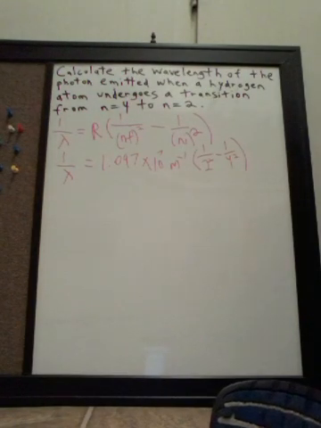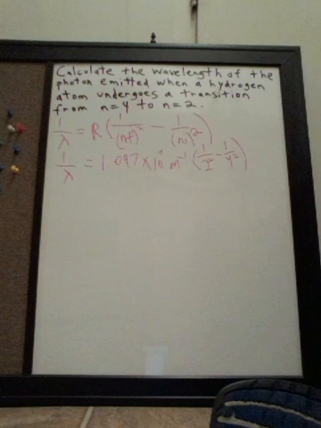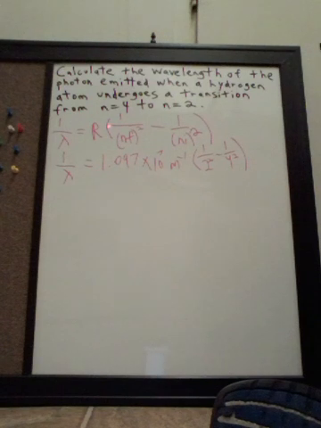The next thing we have is 1 over wavelength equals, so the Rydberg constant is 1.097 times 10 to the 7th, and that's 1 over meter, times 1 over 2 squared minus 1 over 4 squared.